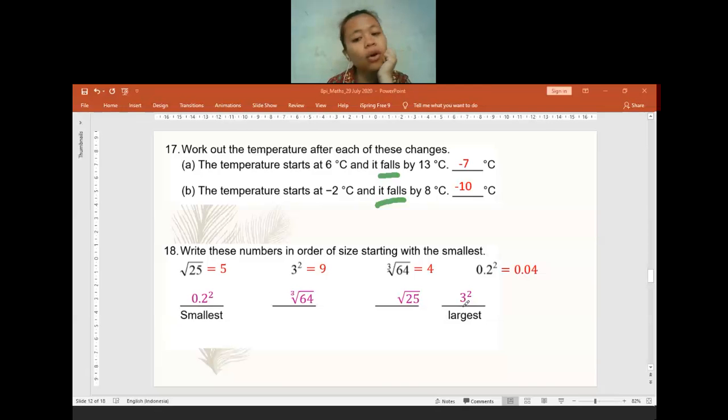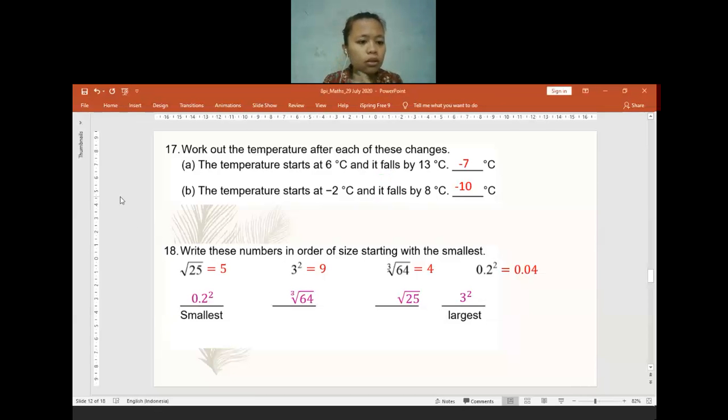Is there anyone who got confused in this question 18, before I move to the next question? No, for sure? Okay. If you have no question, I will move to question 19, the last question that we have as the revision.